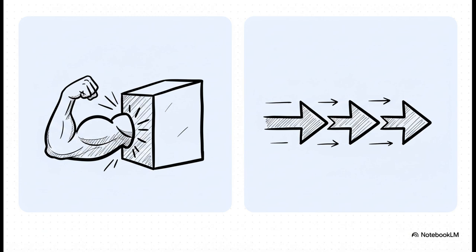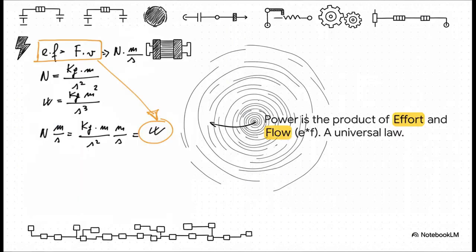Think of effort, which we call E, as the push or the potential behind a process. It's the driving force. And flow, F, is the movement or the rate that happens because of that push. So it's simple. You have something that pushes and something that moves. And this right here, this is the universal law in a nutshell. It doesn't matter what physical world we're in, electrical, mechanical, you name it, the power flowing into an element is always just the product of effort and flow. That simple equation, E times F, that's our universal language.